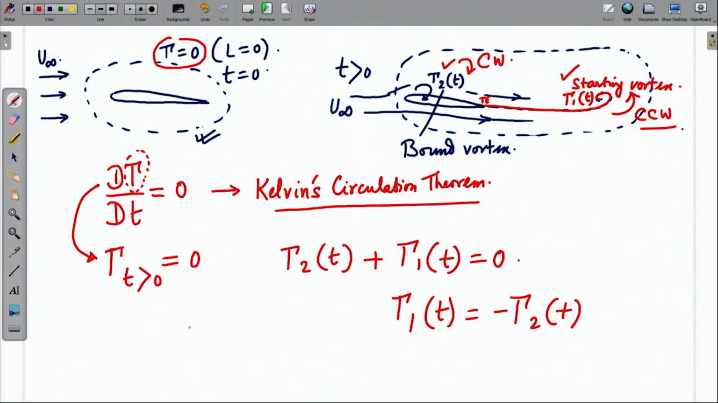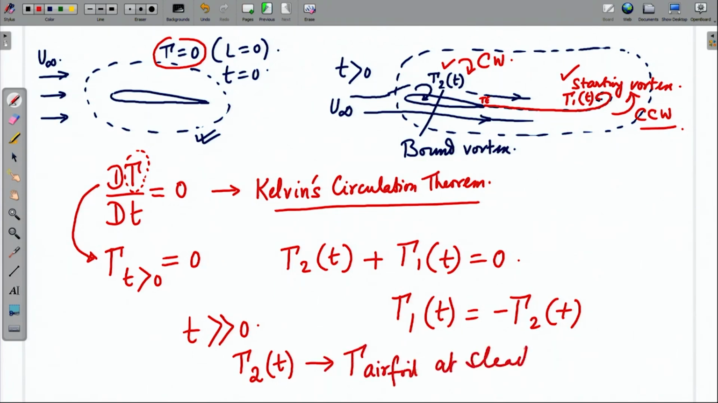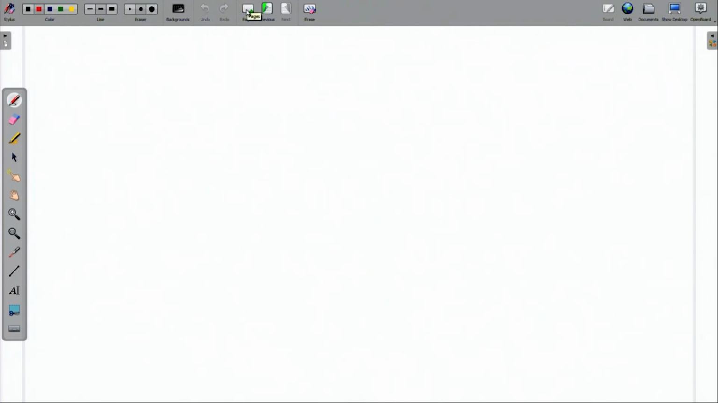As time becomes large enough, gamma 2 of t tends to a constant value. So, that is the gamma of the airfoil at steady state, and then we find that no more vorticity would be shed into the wake, and the starting vortex would have advected far downstream, and then you will be left with only the bound vortex on the airfoil, or in a distributed sense in the form of a vortex sheet. So, with these concepts in mind, let us move into thin airfoil theory.